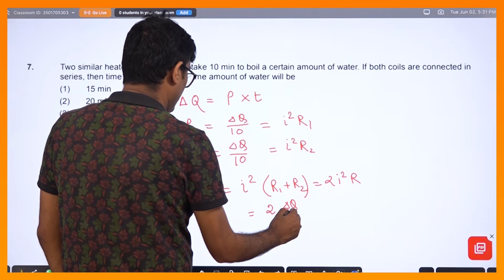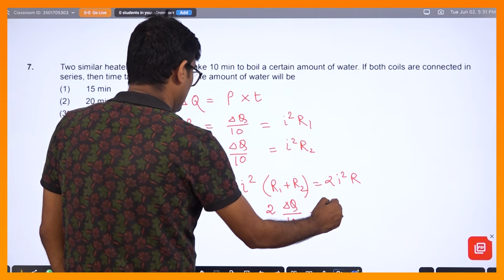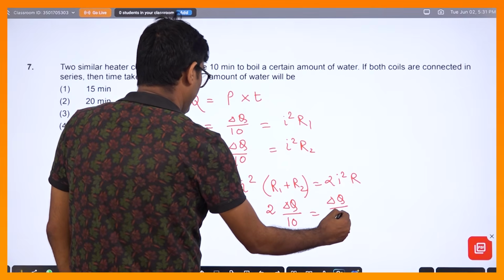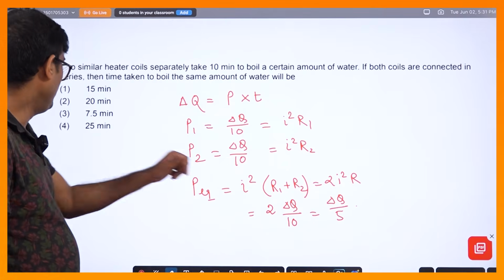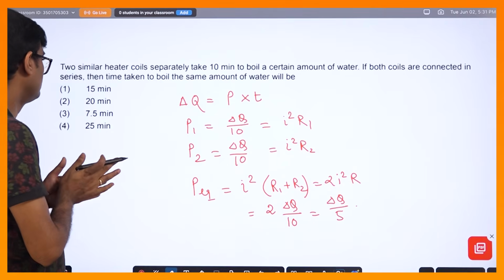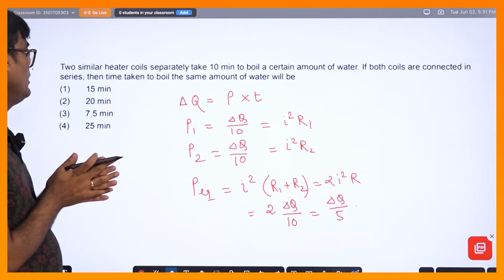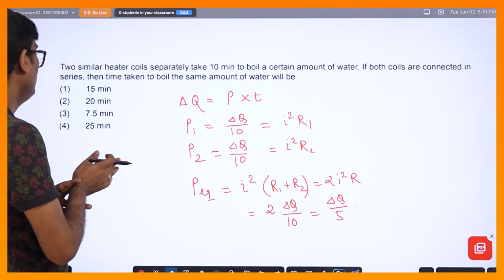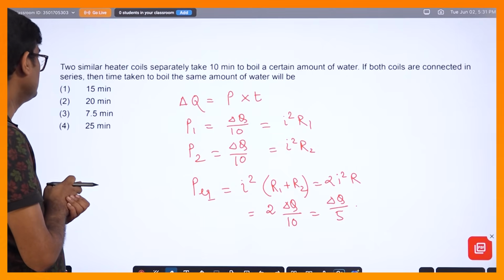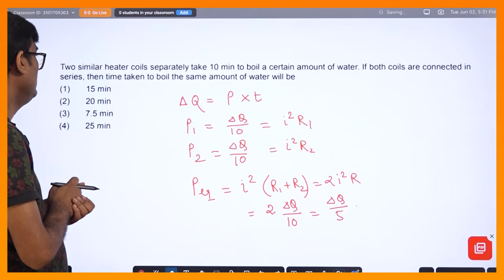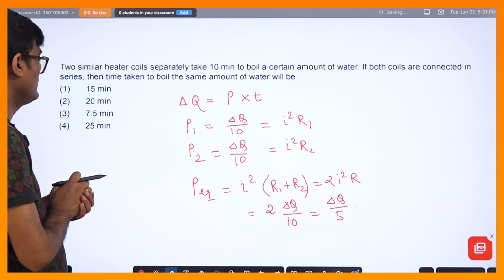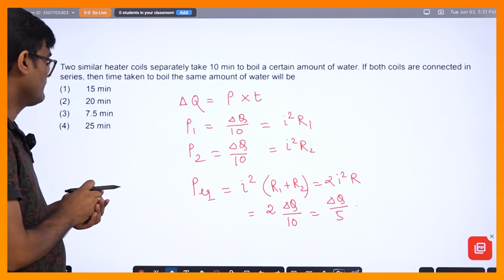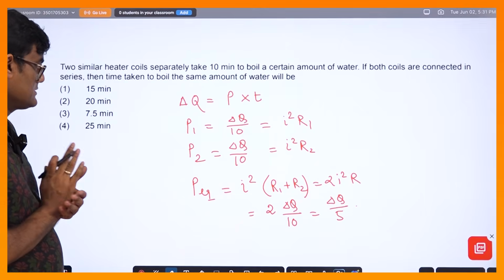into delta Q by 10, right? Which is delta Q by 5, right? So I think 5 minutes will be the time to boil the same amount of water. If now both are connected in series, what is the time taken to boil the same amount of water? Okay, we have to check once.